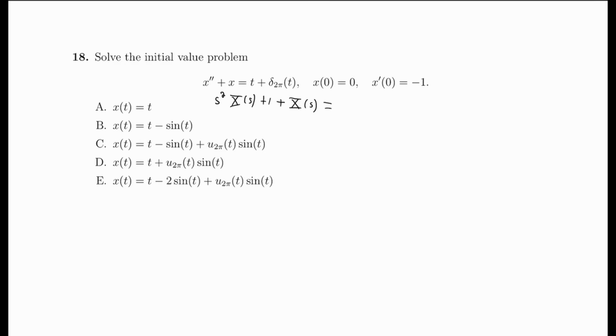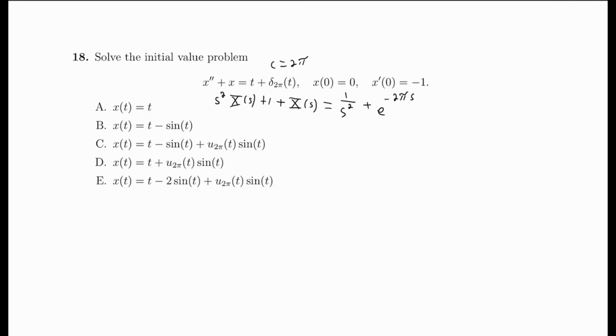And then on our right-hand side, go up to number 3, we have t to the 1, so that's 1 factorial, which is just 1 over s to the 1 plus 1, s squared. And then we have our delta function here. That is on your table at number 17. Here c is equal to 2 pi, so the transform of that is just e to the negative 2 pi s.